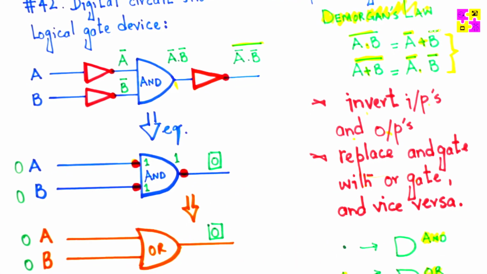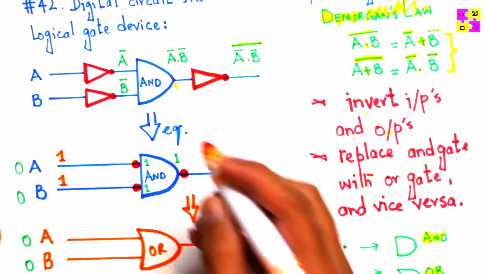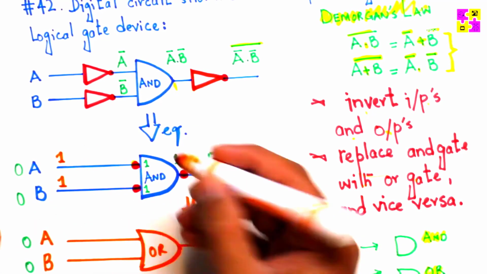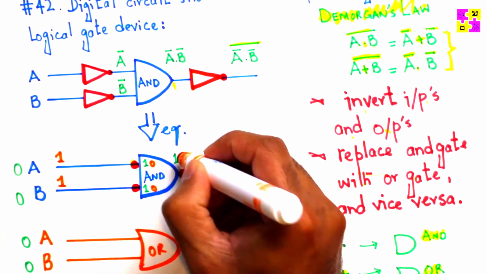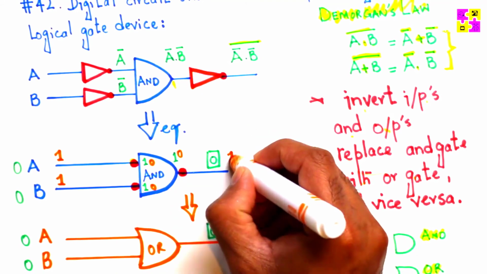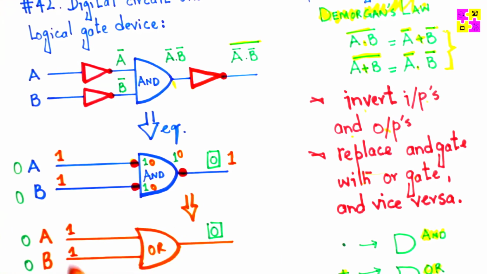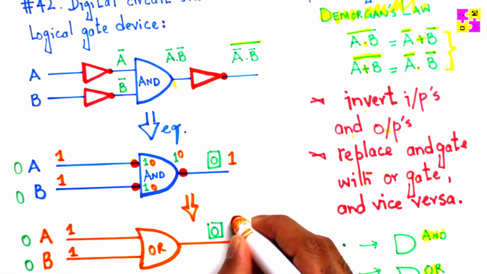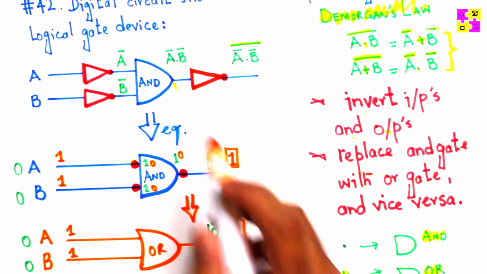I can try one more combination. Say we go with A being 1 and B being 1 as well. You have the inverters, right? So this becomes 0, 0. 0, 0 going through an AND gate becomes 0. And then at the output, you have this bubble. Invert of 0 is going to be 1, right? Similarly, A is 1 here, B is 1 here. 1 and 1 going through an OR gate is going to give you 1. So you get 1 here and 1 here. The two outputs are the same.